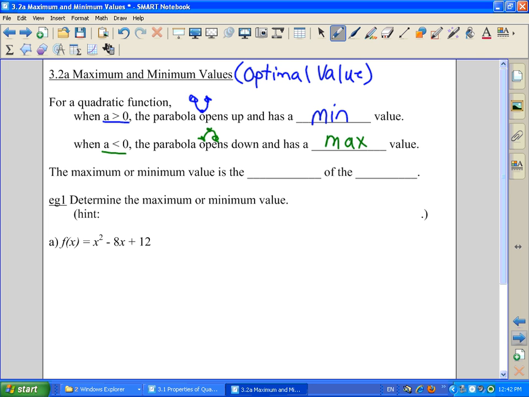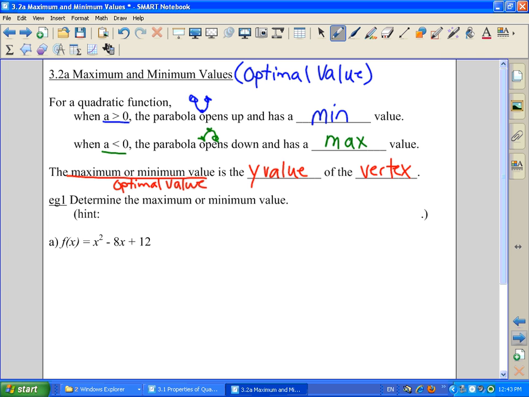And just remember, folks, that the minimum or maximum value, which could also be called the optimal value, is the y value of the vertex.